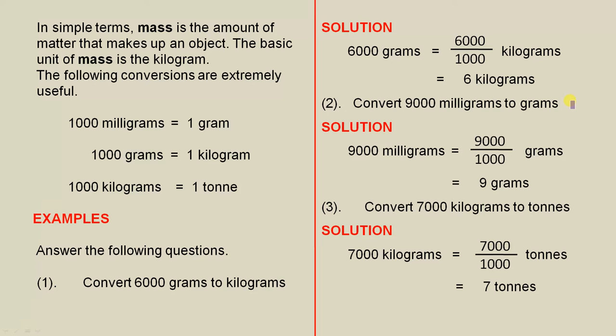Number 2. Convert 9,000 milligrams to grams. Solution. 9,000 milligrams equals 9,000 over 1,000 grams, which is 9 grams. Convert 7,000 kilograms to tons. Solution. 7,000 kilograms equals 7,000 over 1,000 tons, which is 7 tons. You can see how these are straightforward because we're dealing with powers of 10.